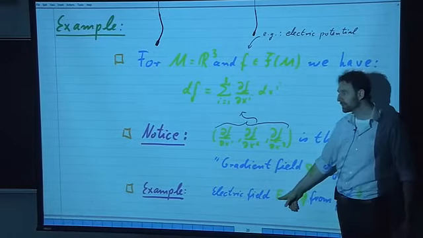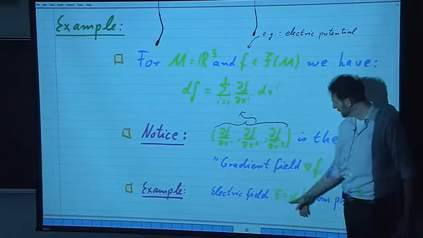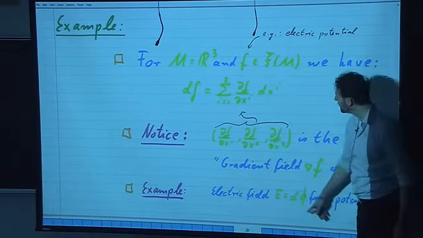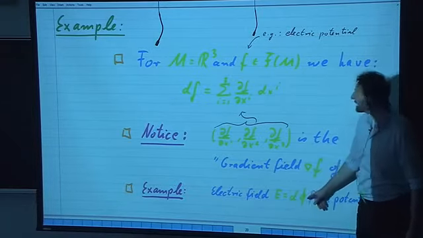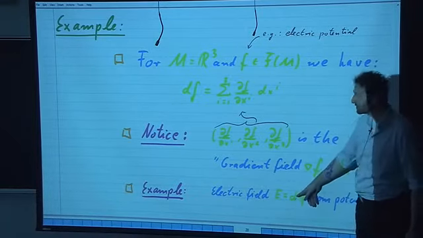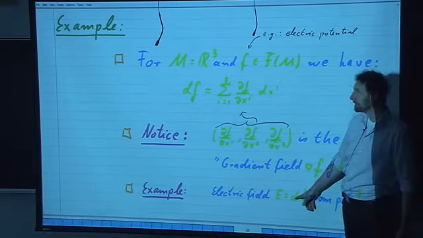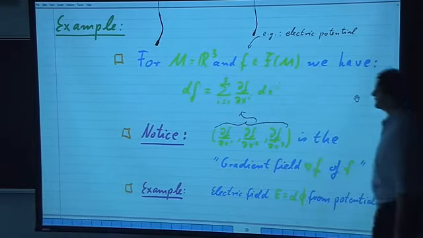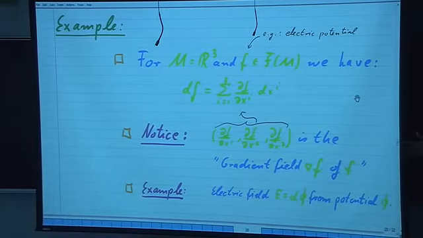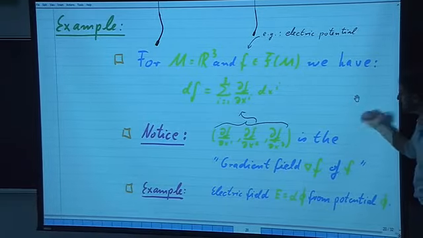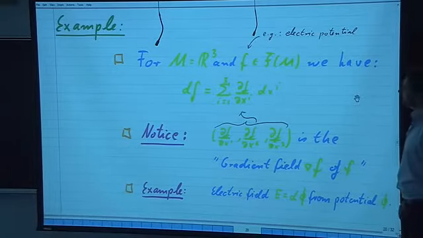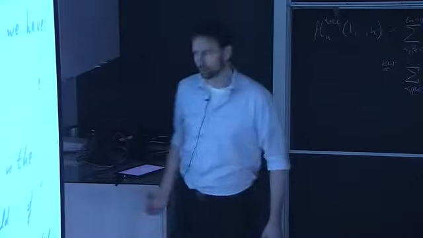So the electric field is naturally a one form. The electromagnetic potential is naturally a zero form. And d relates the two. d, when acting on functions, gives you the gradient. So now you see that the coboundary operator, the exterior derivative, is just the gradient when acting on zero forms. Let's see if we can find out what it does on one forms, also in familiar terms.